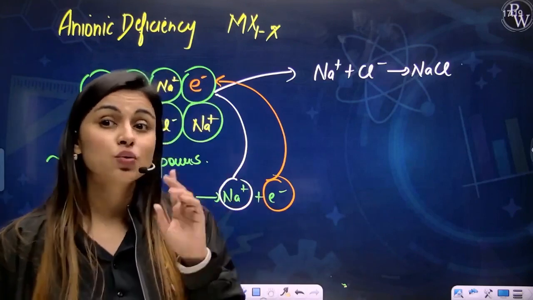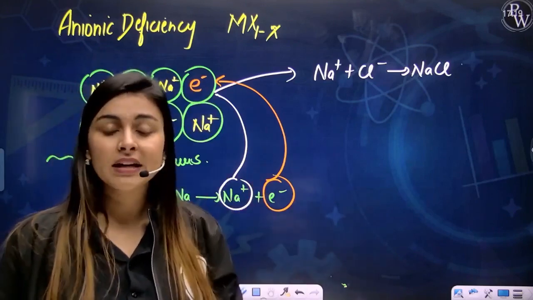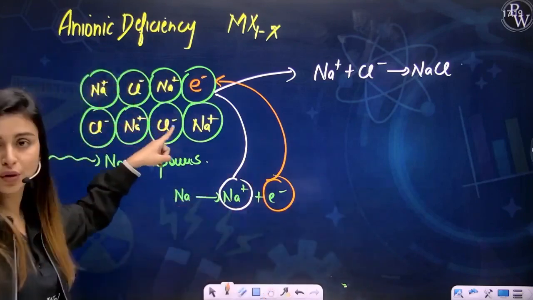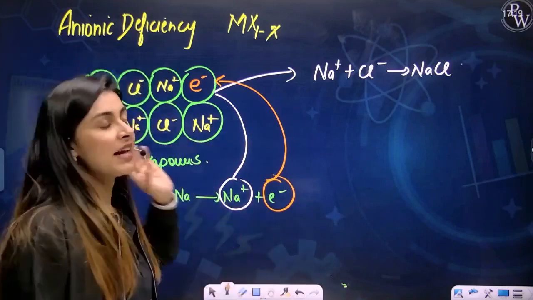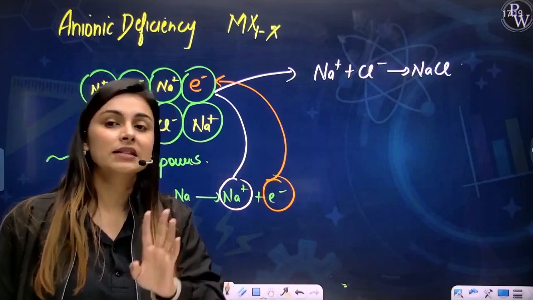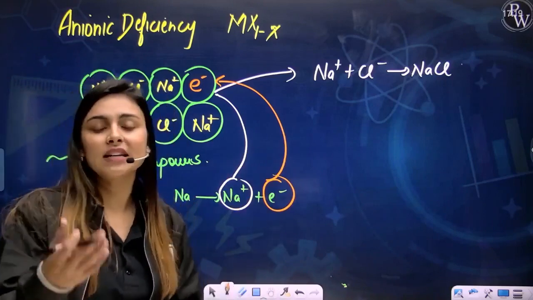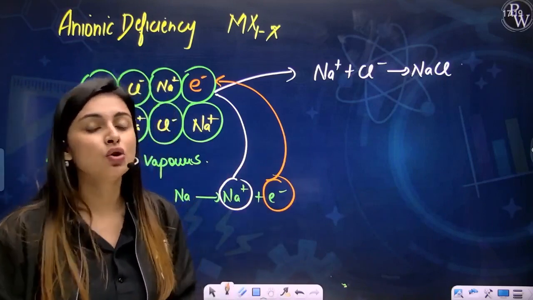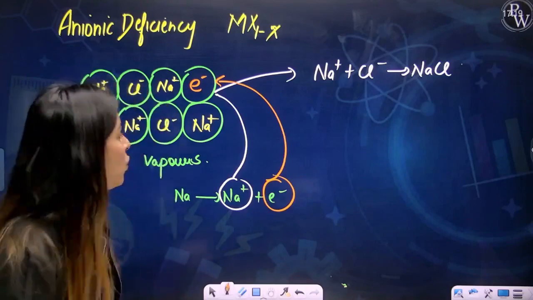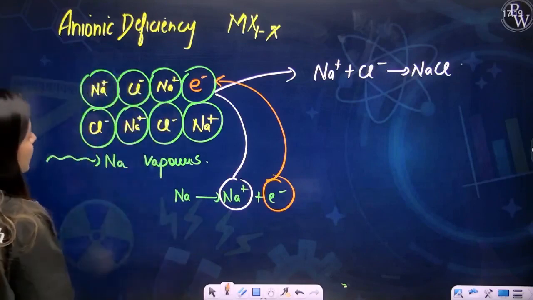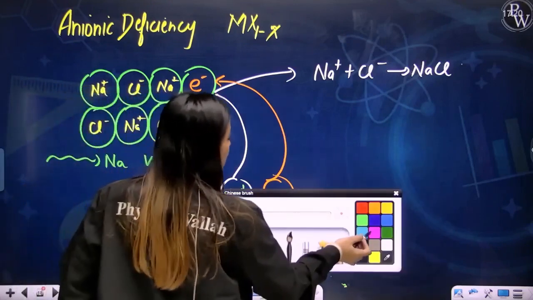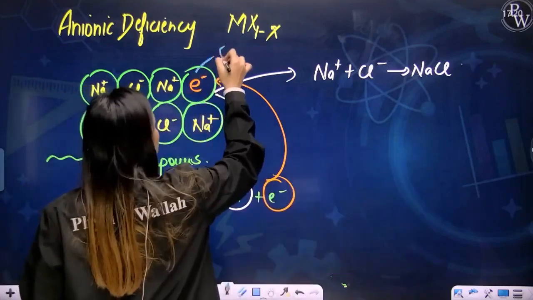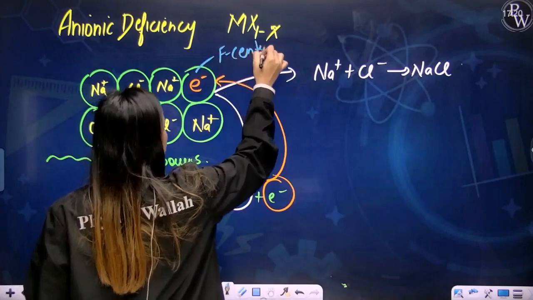But if I ask you the ratio of the cation to anion, initially it was 4:4, that is 1:1. But now you have 4 cations but only 3 anions, Cl minus. So the ratio is changed, and that is the reason it is known as a non-stoichiometric defect. The electron has saved the day, my dear students, and that is the reason this particular part is known as F center.